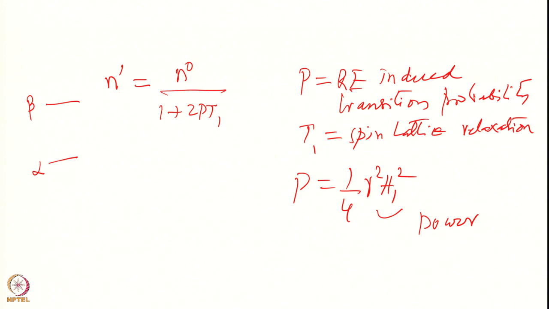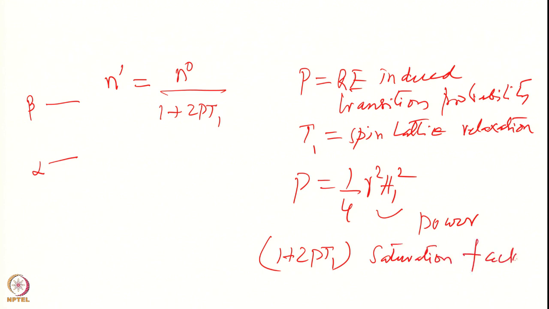Therefore, this term 1 plus 2 p t 1 is called the saturation factor, because if it is very very large, then of course n dash may go down to 0, in which case you will lose the signal. That is why this is called the saturation factor. If 1 plus 2 p t 1 is very very large, then you have the signal disappearing.